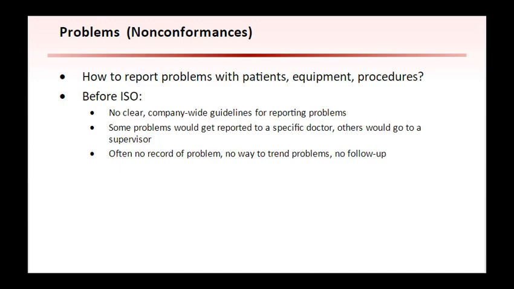The ISO 9001 quality standard requires that a system be established to report and document nonconformances that occur. At Neverland, before ISO, there were no clear company-wide guidelines for reporting problems. Some problems would get reported to a specific doctor, others would go to a supervisor, and often there would be no record of a problem, no way to trend problems, and no follow-up.